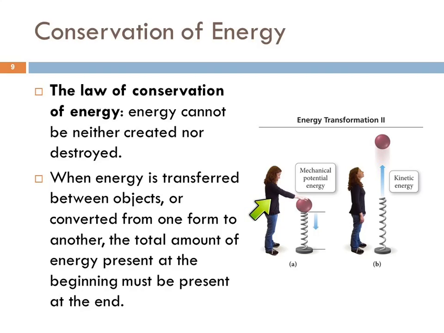Here's an illustration of a woman pressing a ball down on a spring. And so this is a mechanical potential energy, right? Pressing down on the spring, she's putting energy into the spring, and when you release that, the spring uncoils and shoots the ball up in the air. There's no loss of energy in that transformation.